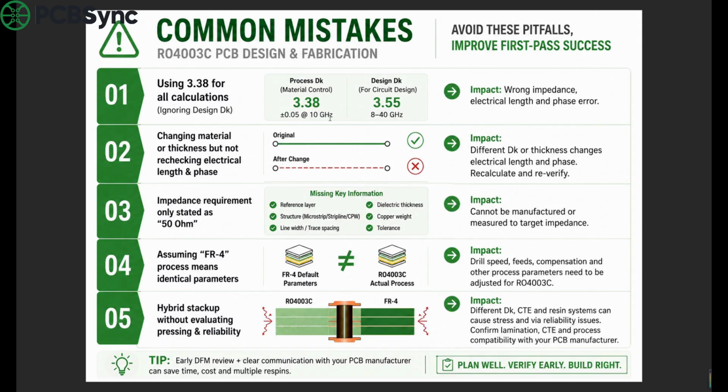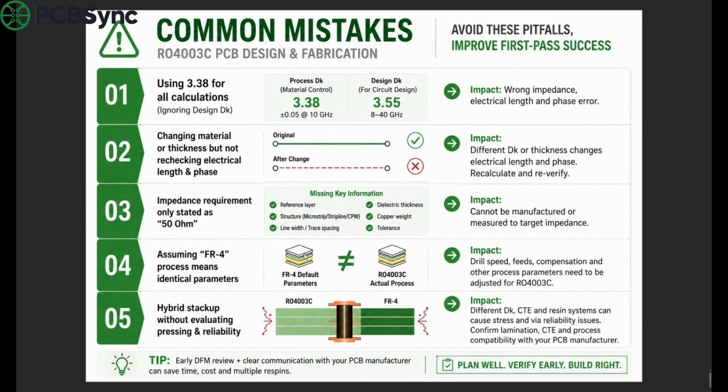There are 5 common mistakes in RO4003C design. First, using a dielectric constant of 3.38 to calculate all transmission lines directly, without distinguishing between the manufactured DK and the design DK. Second, after changing the material or board thickness, only adjusting the trace width without rechecking the electrical length and phase. Third, specifying an impedance requirement of exactly 50 ohms without mentioning the reference layer, structure, or tolerance.